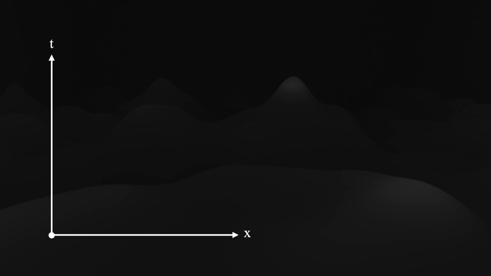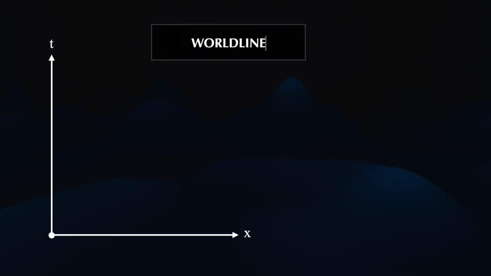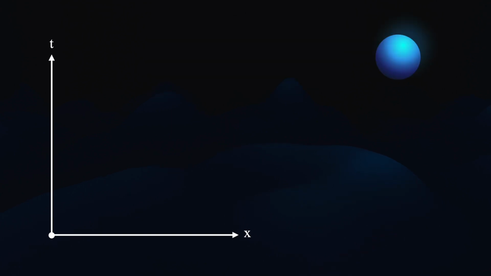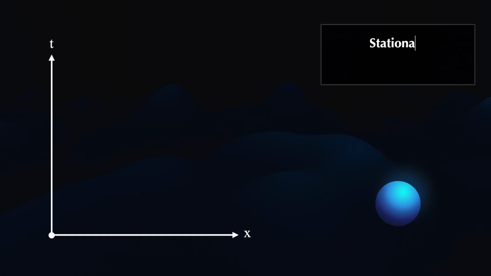Now that we have our diagrams, let's talk about what happens when an object actually moves through it. This path, the trace that an object leaves as it travels through space and time, is known as a world line. Let's build up our intuition with a few simple cases. First, the simplest case, a stationary object. It has zero velocity. It just sits in space, not moving through space at all.